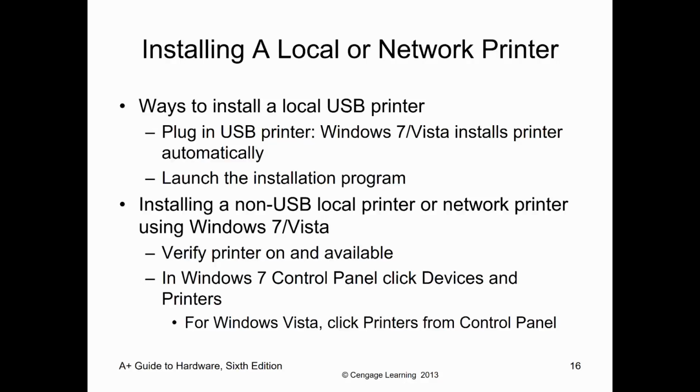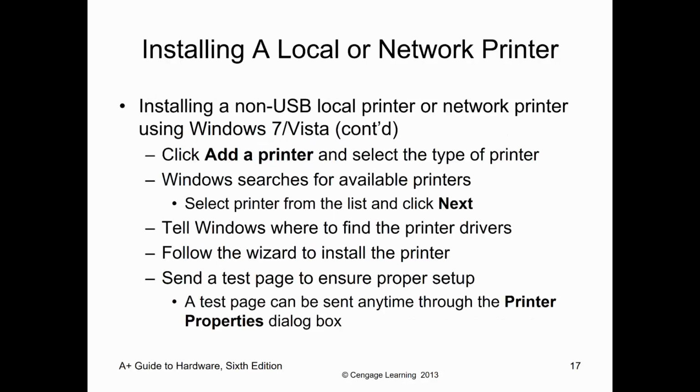If you're installing a non-USB printer, they're rare, but they are still out there. You verify the printer is on and available, and in the Windows 7 control panel, or depending on the version that you have, you go to control panel, devices and printers, and you can add it that way. You would click add a printer, and you could do a search. You could find it based off of IP address, or you'd find it based off of port. It all depends on the additional printer that you're trying to install that is not a standard USB one.